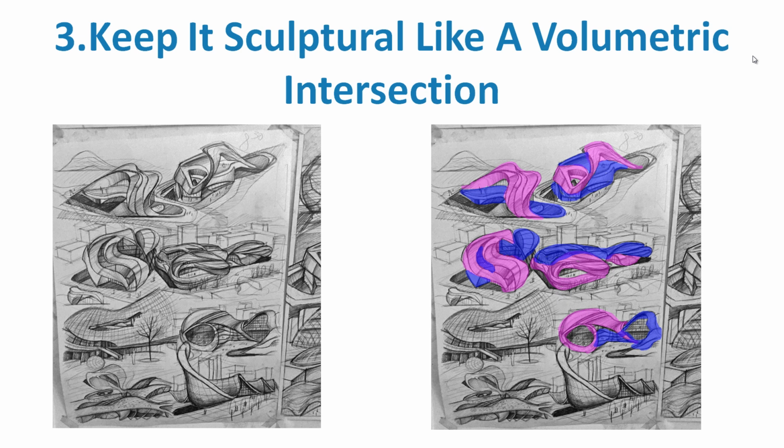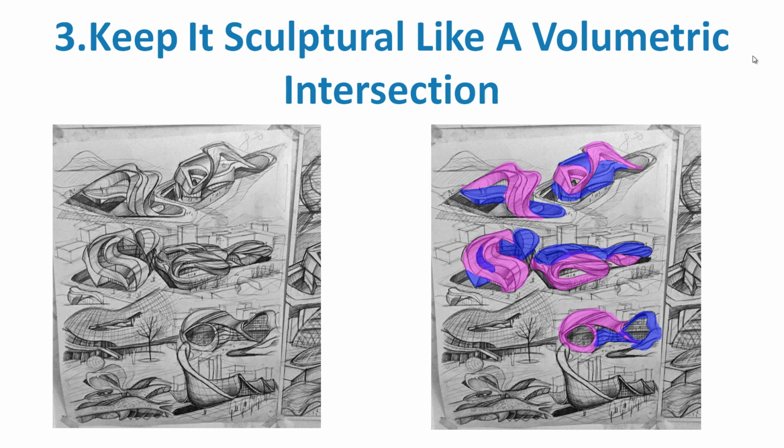So number 3, keep it sculptural. It needs to be a volumetric intersection, okay? It's not just a regular shape, right? It's something that you feel in your gut. Look at the right hand side. Although the intersection isn't marked by a change of materials, it's obvious that you've got intertwining volumes, and that makes for interesting buildings.